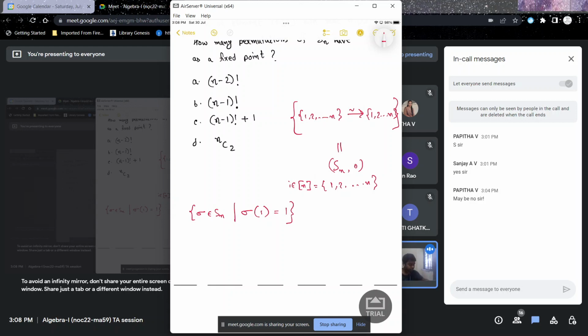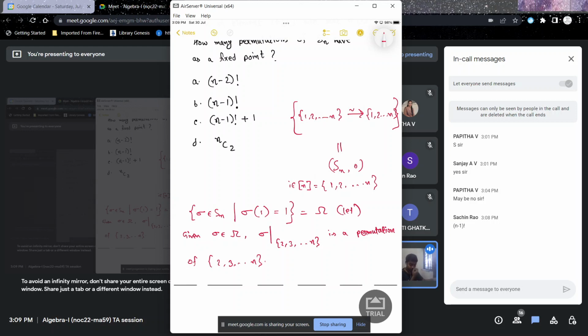Observe that if sigma is a permutation that fixes 1 and that is the only constraint on sigma, then sigma can map the other elements freely. In other words, let's call this particular set omega. So given sigma in omega, then sigma restricted to this set 2, 3 up to n is a permutation of 2, 3 up to n.